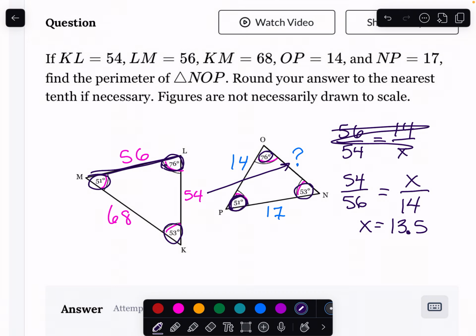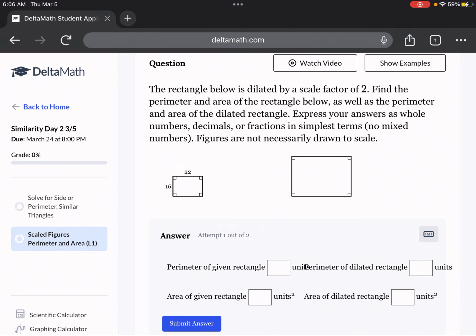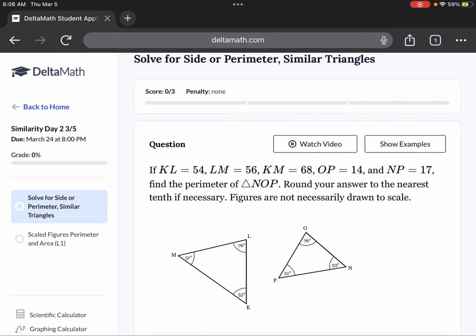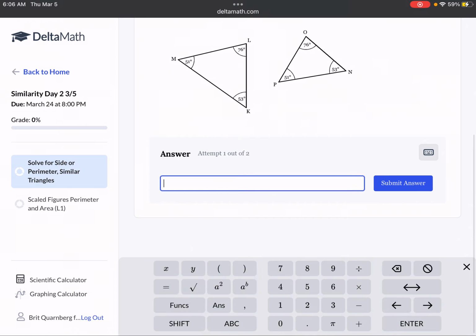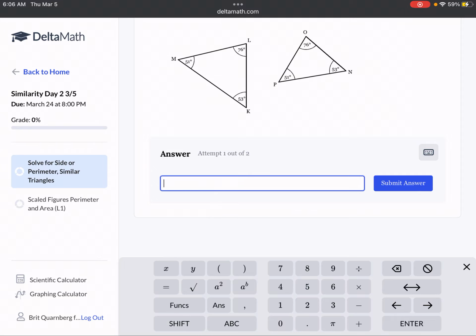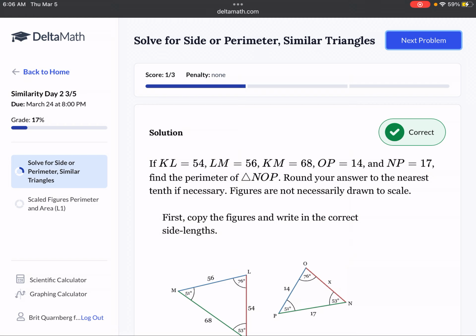But it's only asking me what is the perimeter of that one. So we want to do 14 plus 17 plus 13.5, which I will do in the calculator on here, because this is the calculator that you guys have, the scientific calculator. So I want 17 plus 14 plus my 13.5 that I just figured out. So that's going to be 44.5. Yes. Yay, I got it right.